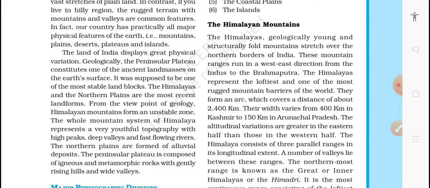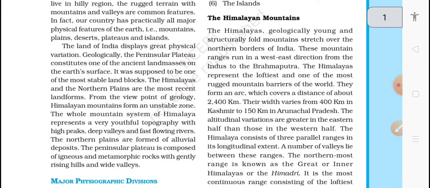Geologically, the peninsular plateau constitutes one of the ancient landmasses on the Earth's surface. It was supposed to be the most stable land block. The Himalayas and the northern plains are the most recent landforms. So our country has the Himalayan mountains, and those are young mountains. From the viewpoint of geology, the Himalayan mountains form an unstable zone. The whole mountain system of the Himalaya represents a very youthful topography with high peaks.